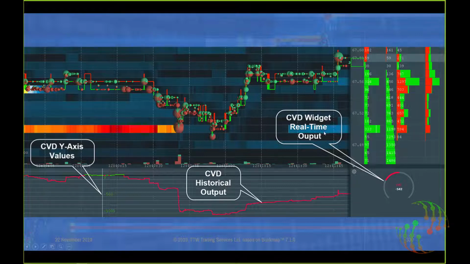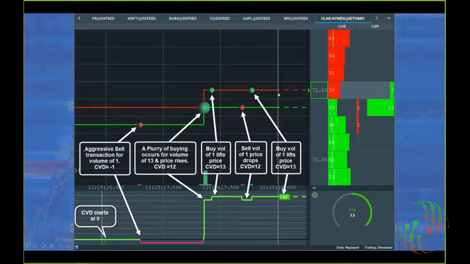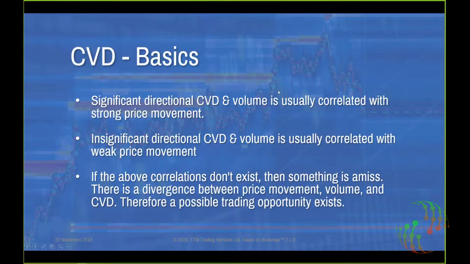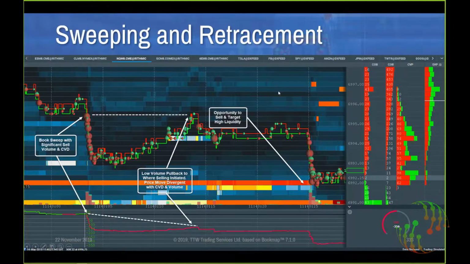So I'm back. CVD is absolutely clear. You see the mechanic of the CVD. CVD indicates divergences. I think it's absolutely obvious to you and to everyone who is trading with a CVD that you can indicate sweeps. A sweep is a 90 degree move. It is also displayed in the CVD part. You see that?